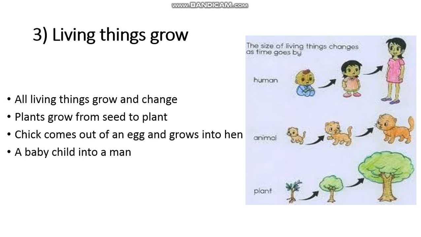Living things grow. All living things grow and change. Plants grow from seeds to plants. A chick comes out of an egg and grows into a hen. A baby child grows into a man. See here, the plants will grow from the seed. You have a seed here, then the plant, then it will grow into a big tree. Similarly, the animals like dog, kitten, and later the dog. And the human will be a baby, then they grow to a man. So these are the features they have, the living things grow.